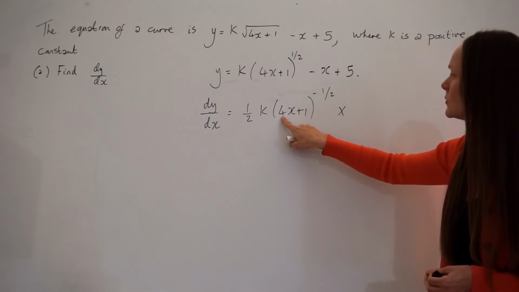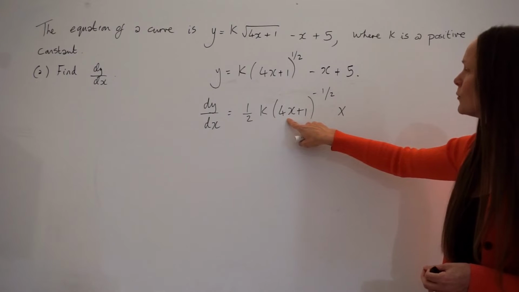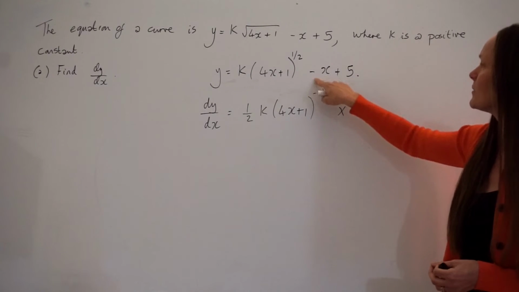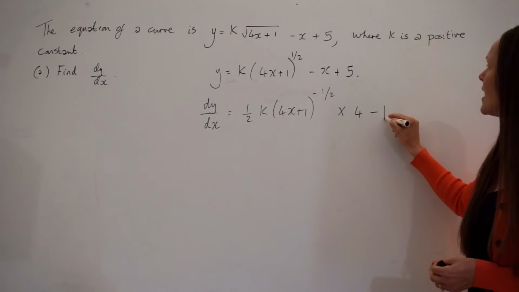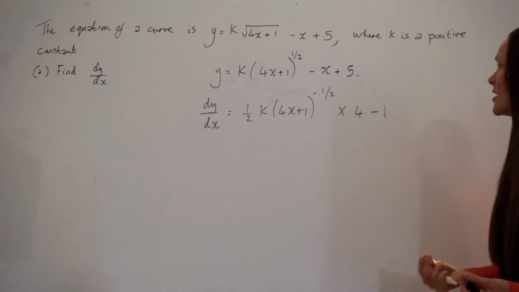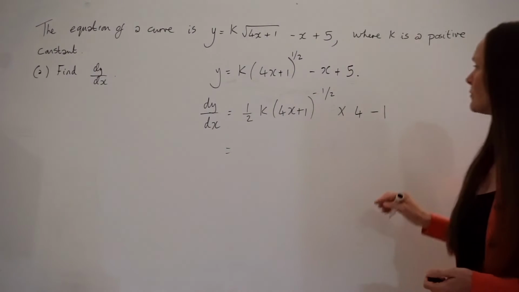So if I was to differentiate this bracket here, I would be left with positive 4 only. Next, if I differentiate negative x, I'm left with negative 1. And remember, if you differentiate a constant, you're left with 0. So now I'm just going to simplify, just tidy up what I've written down.